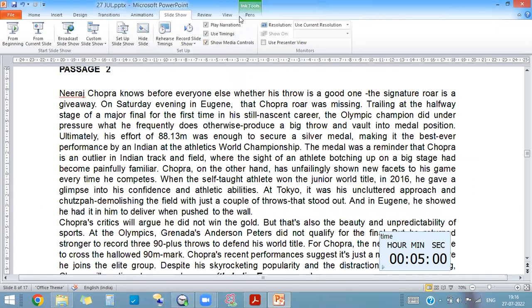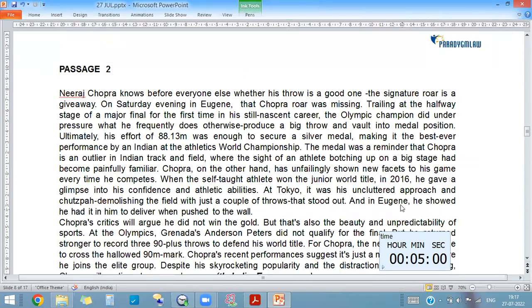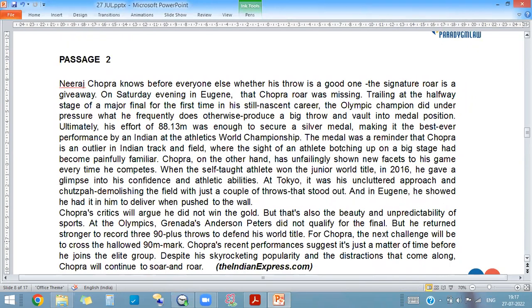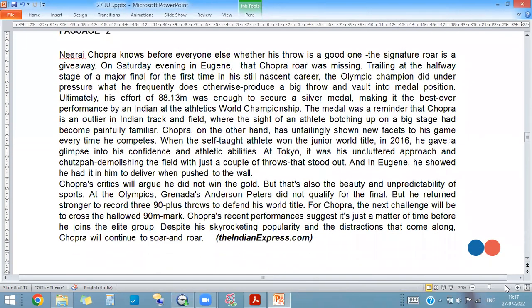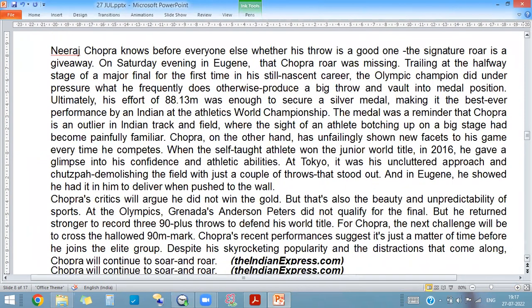So here we have, we don't need the timer anymore, right? We'll close this. Just trying to adjust the screen size so everyone can see the whole passage. Okay, I think this will be clear enough. So this is a slightly longer passage from the previous one.